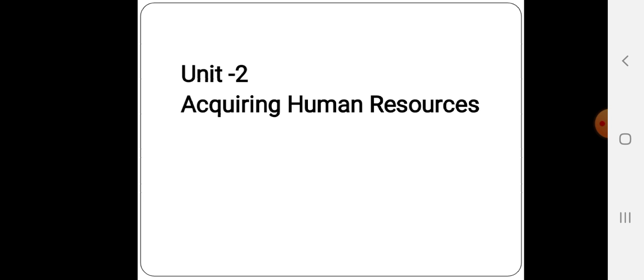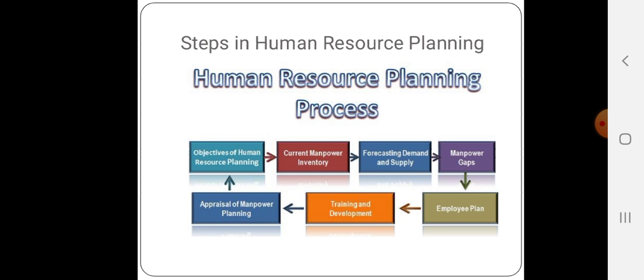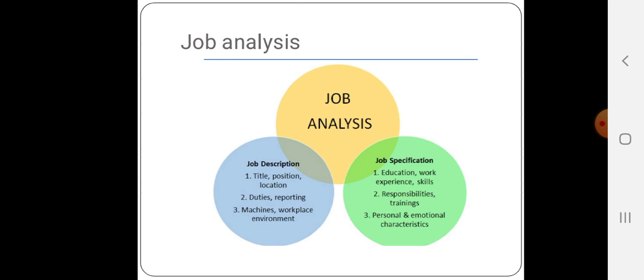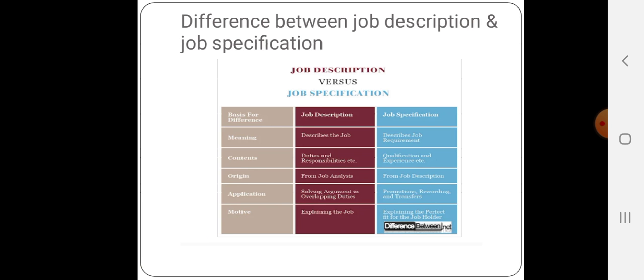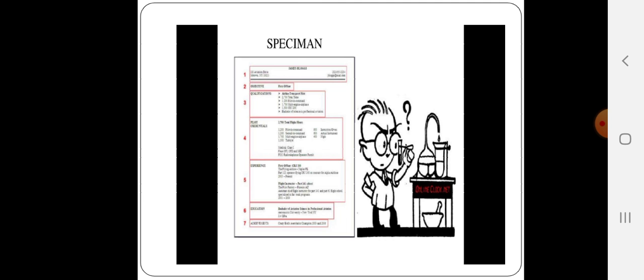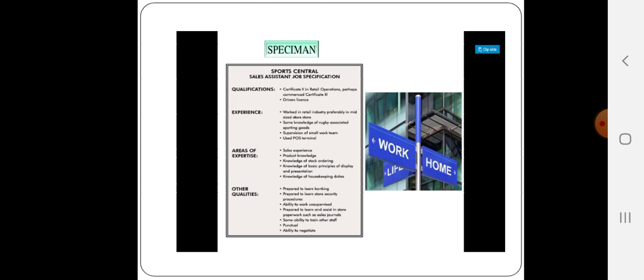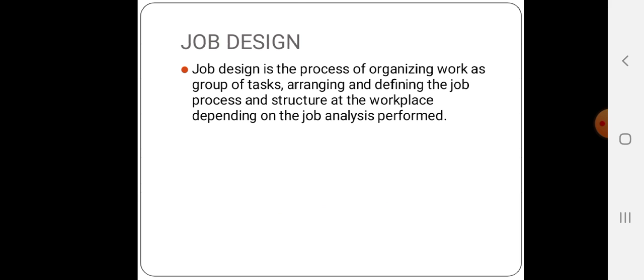So in yesterday's class, we started Unit 2, that is Acquiring of Human Resources, where we have already discussed the definition of human resource planning. We have discussed different steps involved in human resource planning. We have discussed what is job analysis. We have discussed the difference between job description and job specification. And I have just shown you the contents and specimen of the job description and job specification. So in today's class we'll be discussing what is job design.